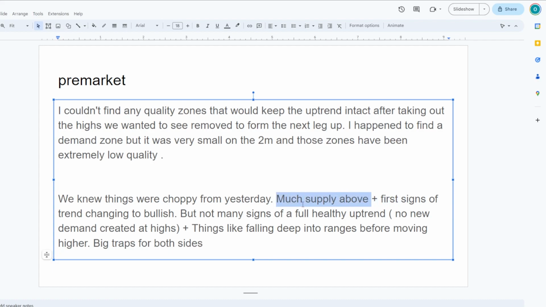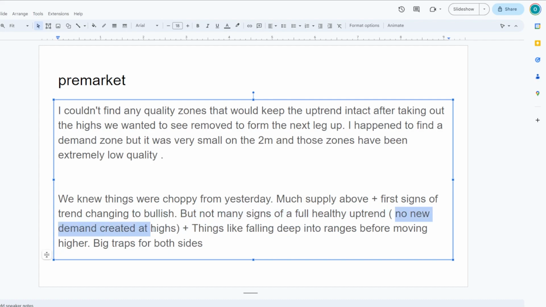It could be choppy, right? We could have a slow grind up, a hard time clearing highs because there's a lot of supply above. And there was a first sign of the trend changing to bullish. That makes trading a little bit harder too, because when you're trading supply and demand, you want trending conditions. Well, now trends are changing, right? So it's not as fluid as new higher highs and lower lows being created. Now things are looking a little different. Not many signs of a full healthy uptrend, right? That's what I noted right there.